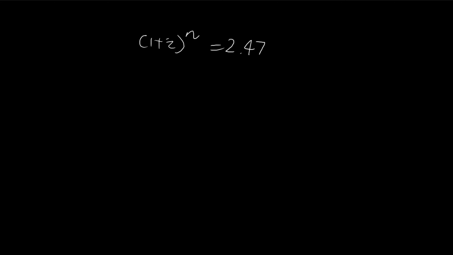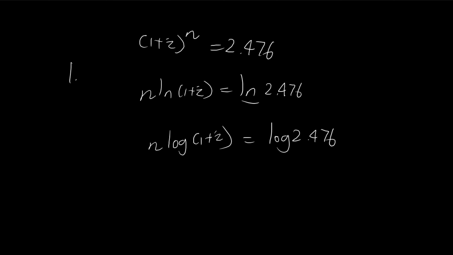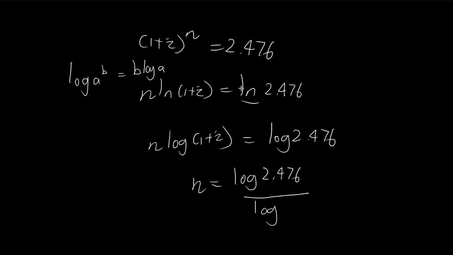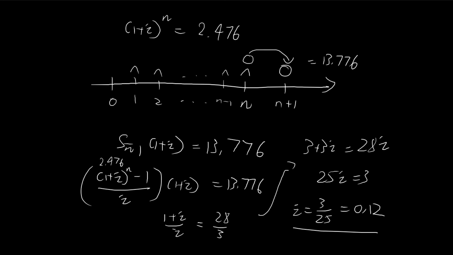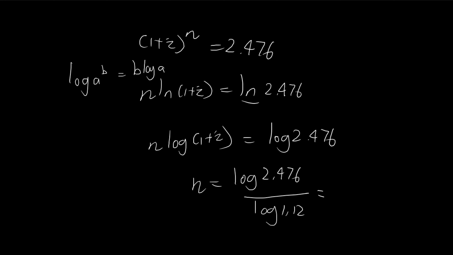So don't forget your log rules. Log a to the power of b is equal to b log a. So that's why I'm able to pull the n out of here. And so n is equal to log 2.476 divided by log, and then we know that i is equal to 0.12, right? So 1.12. So substitute everything into a calculator, you find that n is actually equal to 8.